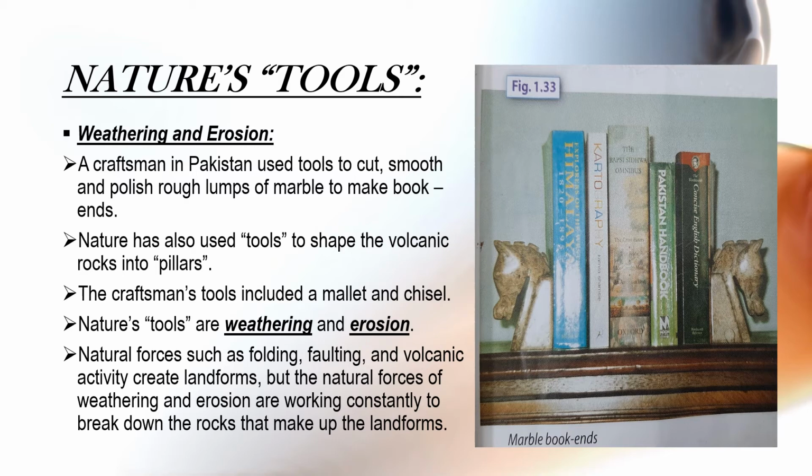These things were shaped with the help of the tools mallet, which is a hammer with a wooden head, and chisel, that is a long bladed hand tool. These nature's tools are known as weathering and erosion, which are also used to break down the rocks that make up the landforms.